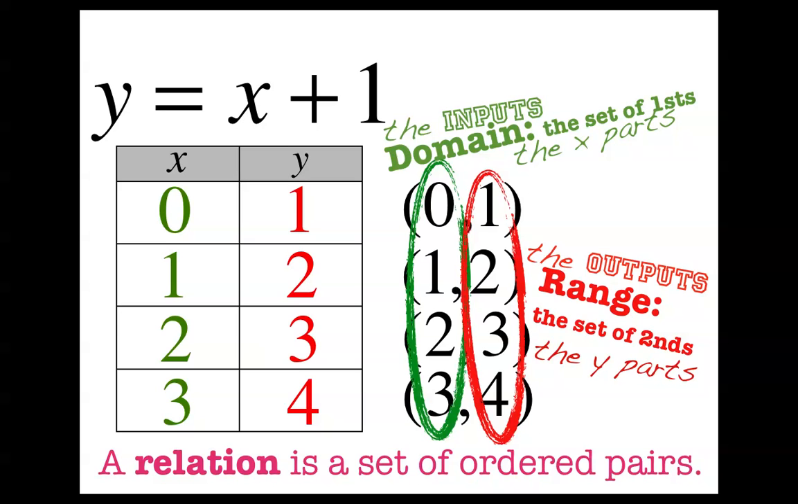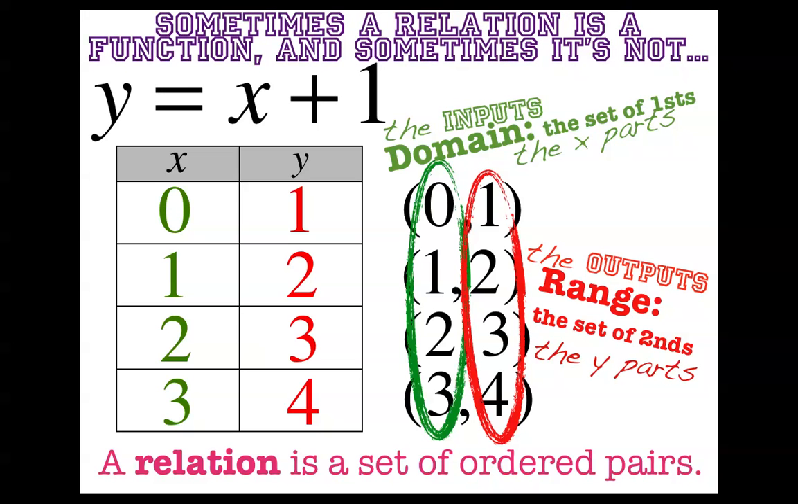So, this is a relation. The relation can be written as an equation. You can write it as a table, or you can write it as a set of points, a set of coordinates, a set of ordered pairs. And you can break that relation up into the domain set and the range set, the inputs and the outputs, the x's and the y's. But not every relation is a function. Sometimes a relation is a function, sometimes it's not.